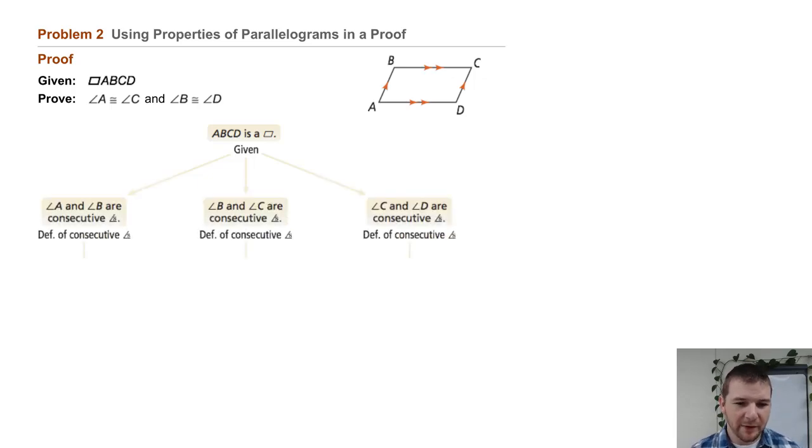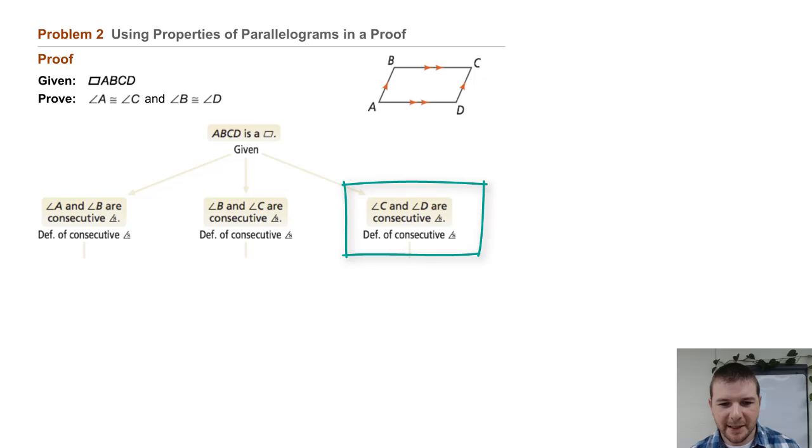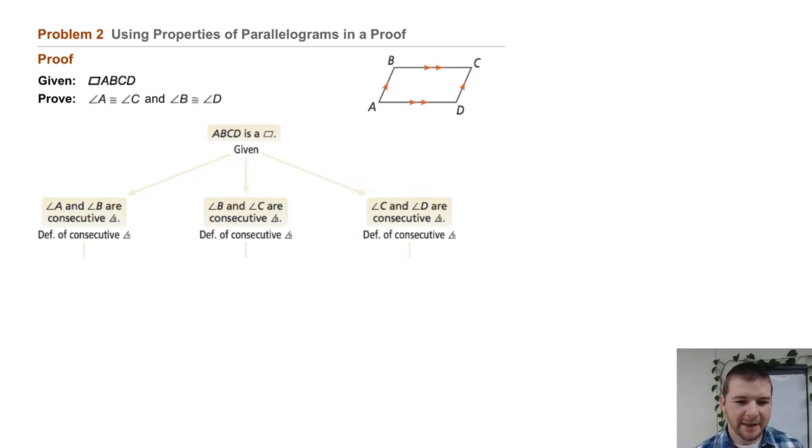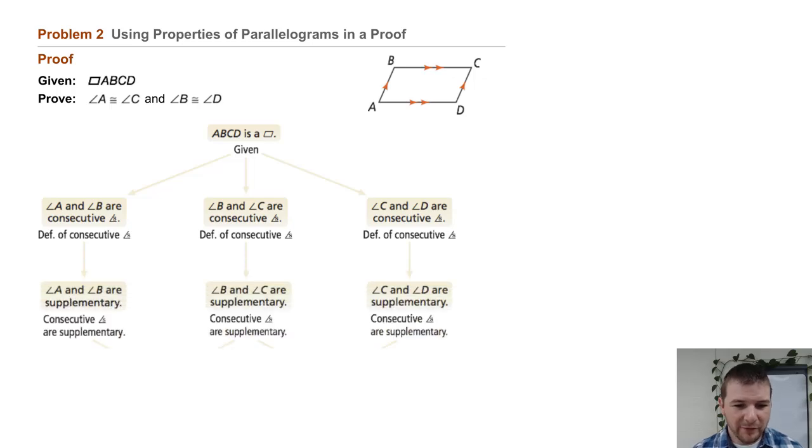And then from that, we derive three separate things. We can derive on the left that angle A and angle B are consecutive angles by the definition of consecutive angles. To the right of that, also that angle B and angle C are consecutive angles, and to the far right that angle C and angle D are consecutive angles, all by the definition of what it means to be consecutive angles. Flowing downward from each of those, we can state that those pairs of angles are supplementary. That's because consecutive angles are supplementary in a parallelogram.